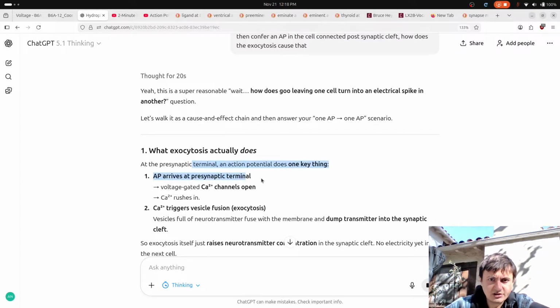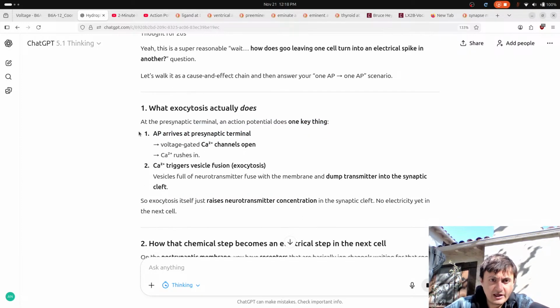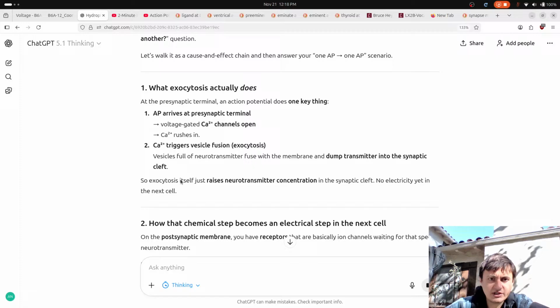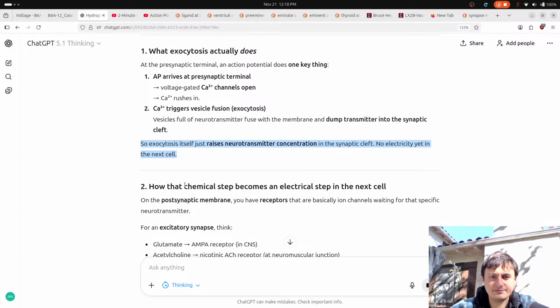At the presynaptic terminal, an action potential, there's one key thing. AP arrives at presynaptic terminal, voltage-gated calcium channels open, calcium rushes in, calcium triggers vesicle fusion, exocytosis. So exocytosis itself raises neurotransmitter concentration in the synaptic cleft.